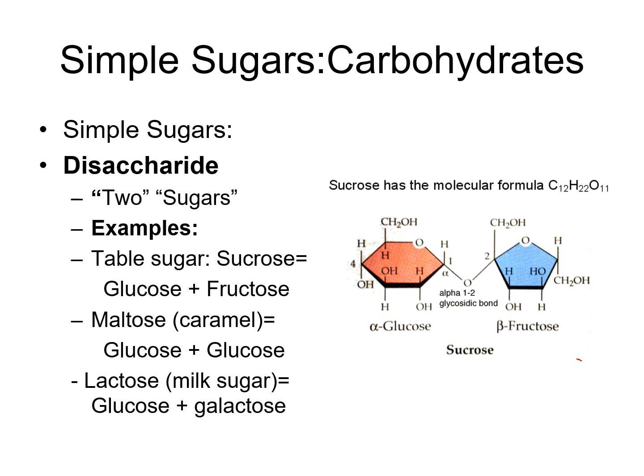These are examples of what we call disaccharides, meaning two Legos have clicked together to make something different. In the case of table sugar, this is sucrose, which is glucose and fructose. Maltose, which a lot of people think of as caramel, is glucose and glucose melted together. And then lactose, which as you know is milk sugar, is glucose and galactose mixed together.